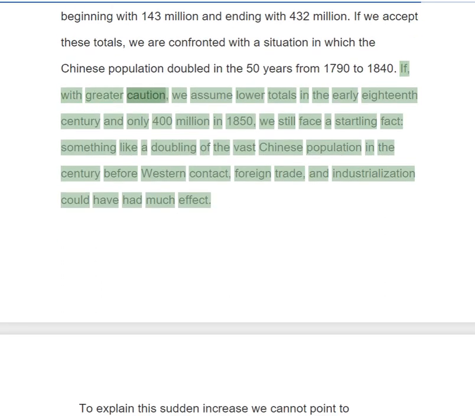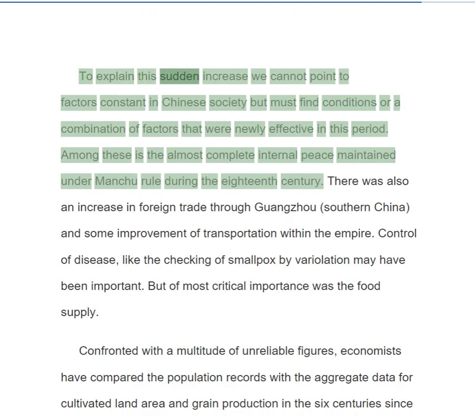If, with greater caution, we assume lower totals in the early 18th century and only 400 million in 1850, we still face a startling fact: something like a doubling of the vast Chinese population in the century before Western contact, foreign trade, and industrialization could have had much effect. To explain this sudden increase, we cannot point to factors constant in Chinese society but must find conditions or a combination of factors that were newly effective in this period.